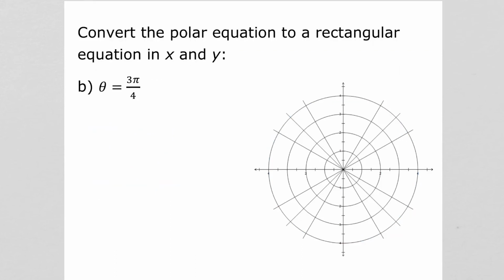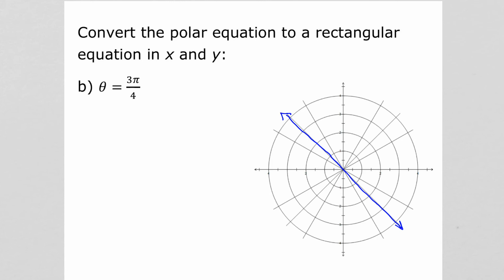For part B, we have theta equals 3 pi over 4. To graph that, theta equals 3 pi over 4 is everywhere where theta is 3 pi over 4. Basically, the whole line of 3 pi over 4 would be graphed.